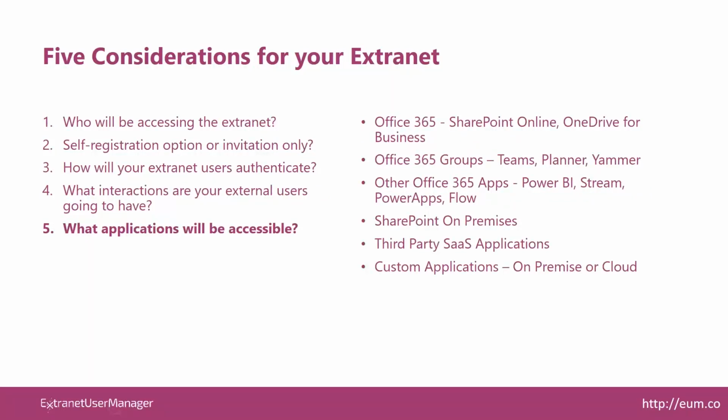And then the last consideration to think about is what applications are they going to be coming into? Is it just Office 365? Well, even saying just, there's a lot of components to that. Is it SharePoint Online and OneDrive for Business, which is what we traditionally think of from an external sharing point of view? Or are they coming into the full groups experience? Or are there other apps, things like Power BI, Stream for video, Power Apps and Flow for forms and workflows that they need to access? Maybe there's an on-premises SharePoint, some third-party software as a service applications, or maybe you've built your own custom applications that you want to expose up, whether those are on-premise or in the cloud. So these are all things that you need to think about as you're looking at building out your extranet.